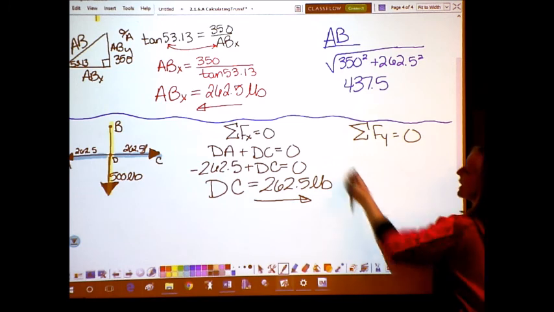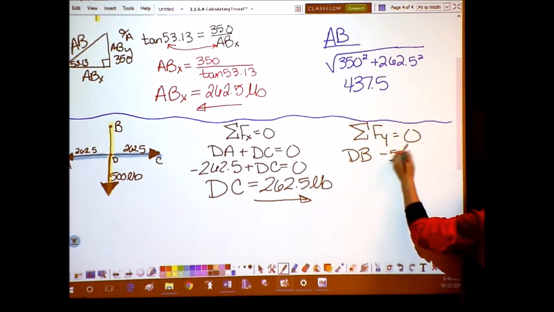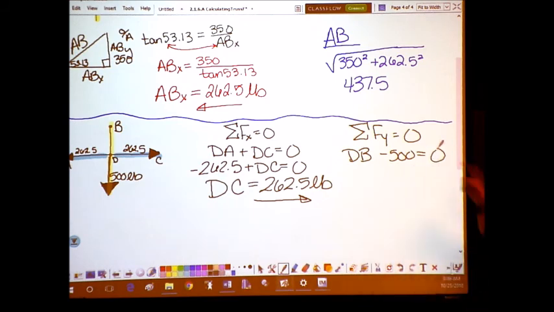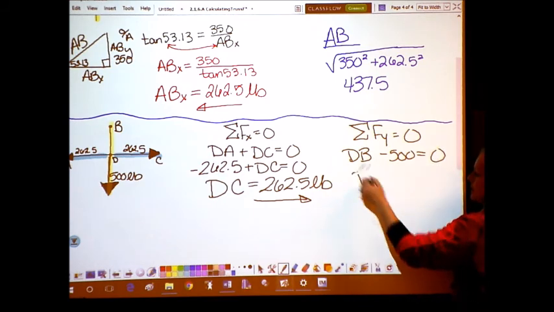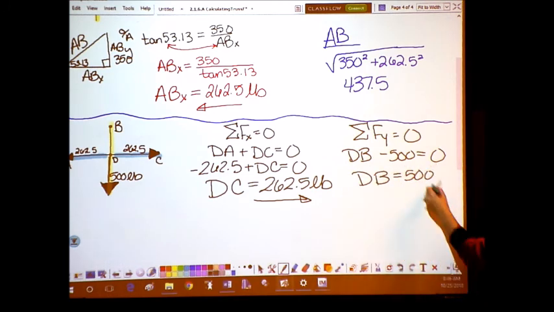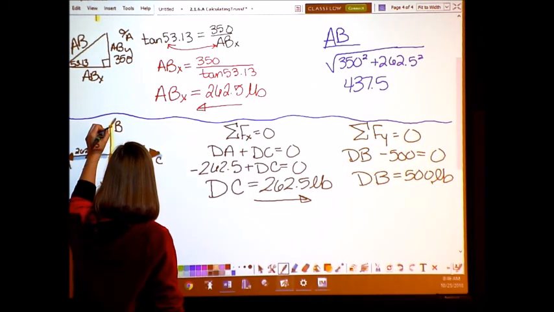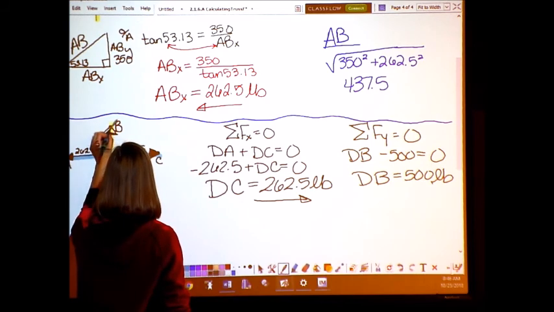If you want to see it worked out, DB is a yellow, minus 500 because the point's down. Those are my two yellows. Add 500. DB is positive 500. And because it's positive, it points up. Wasn't that one so much easier than A?